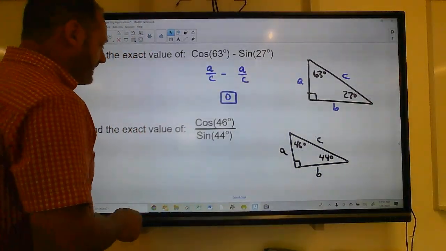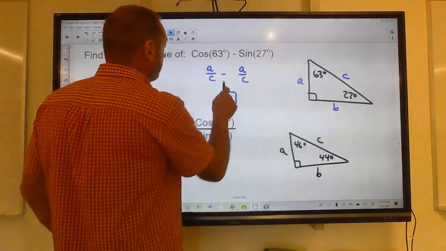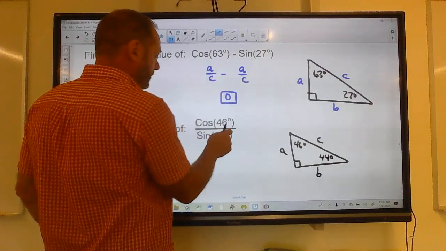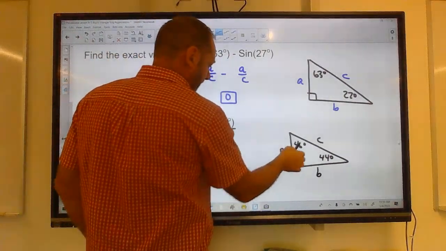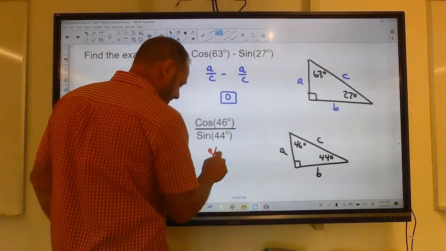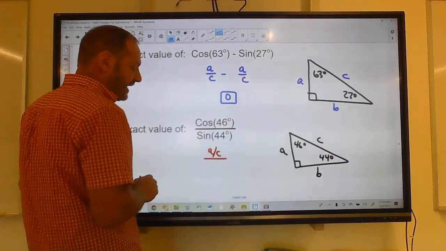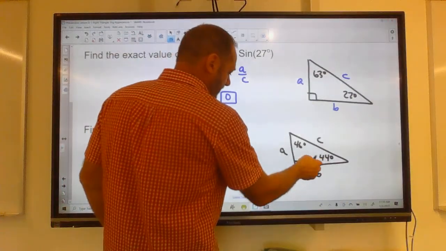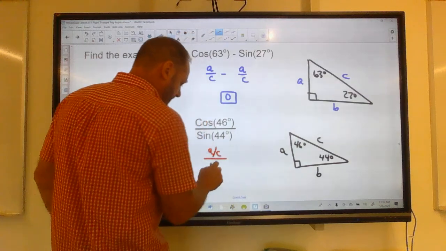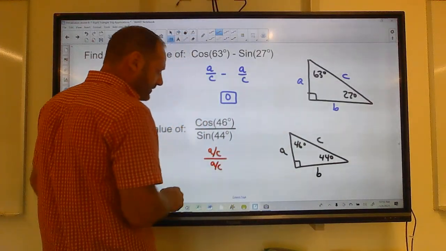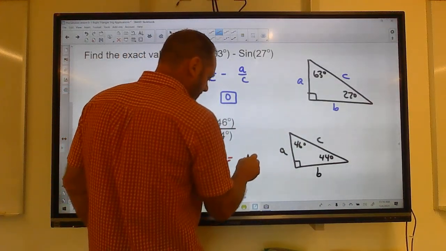Okay, now if I look at what this is, the cosine of 46 is going to be A over C. And the sine of 44 is going to be the opposite over the hypotenuse, which is A over C. And A over C divided by A over C is just 1.